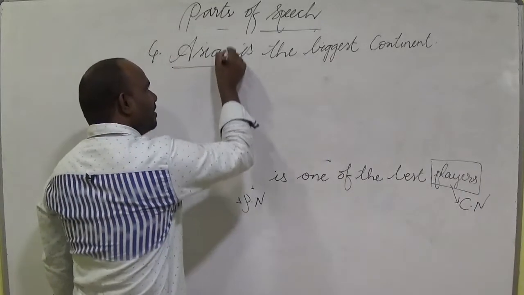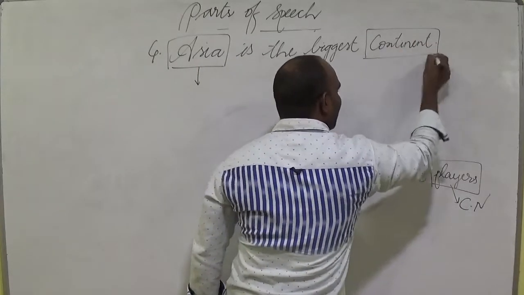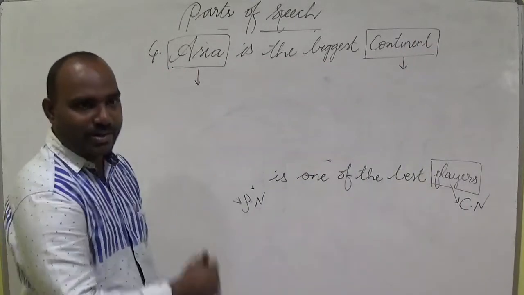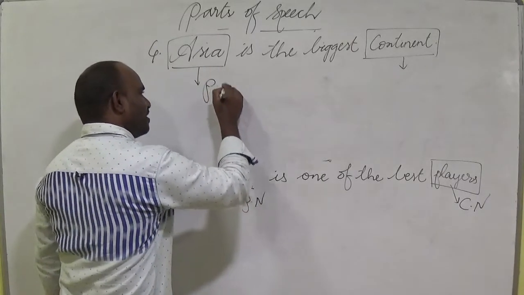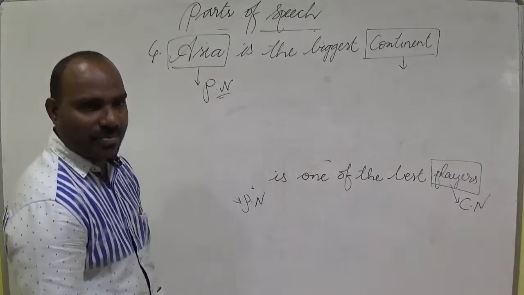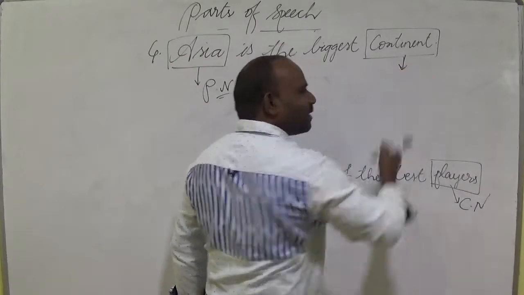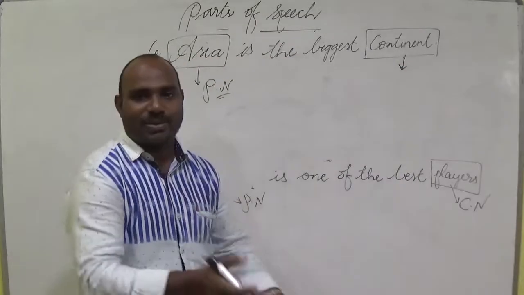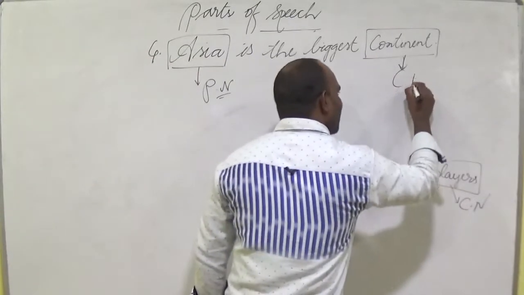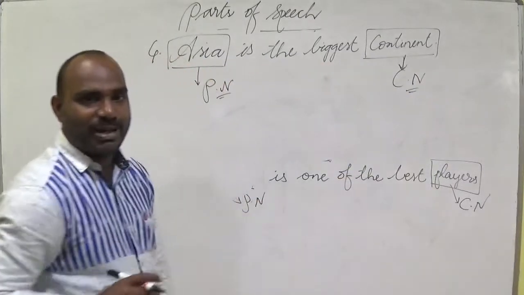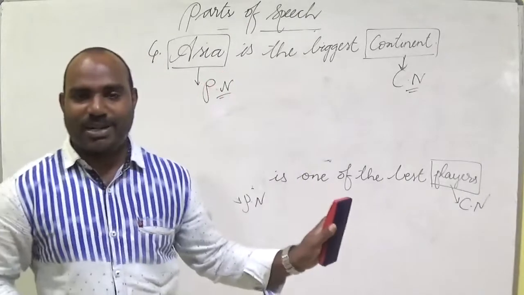You see here, there are two nouns in this sentence: Asia, and the second one is continent. Asia is the particular name of a continent, of course the biggest in the world. So that's why it is called a proper noun. And continent is used in common for all the 7 continents. For example, Africa is a continent, Australia is a continent, North America, South America. Continent is used in common. That's why it is a common noun. I hope you understood very well the difference between common noun and proper noun.